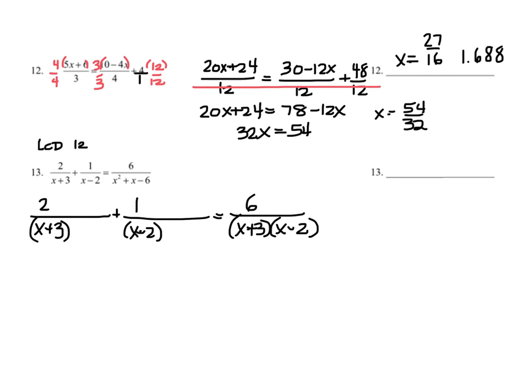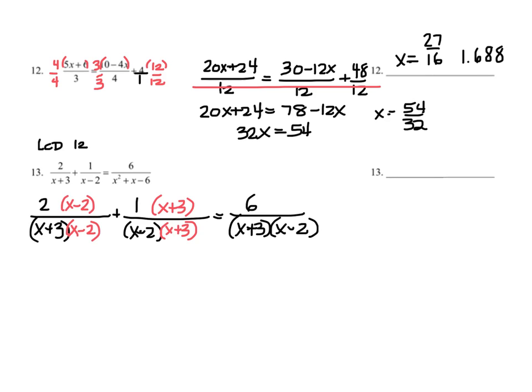Okay, and you guys remember, this is not inequalities. I don't need to set them equal to 0. I just need to get a common denominator across the equal sign. So I know the common denominator is x plus 3, x minus 2. So I'm going to multiply the terms by what they're missing in the denominator.